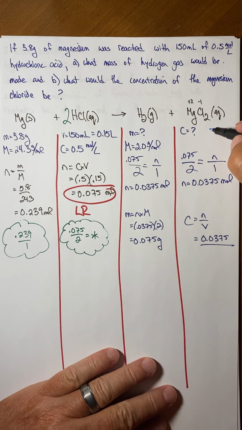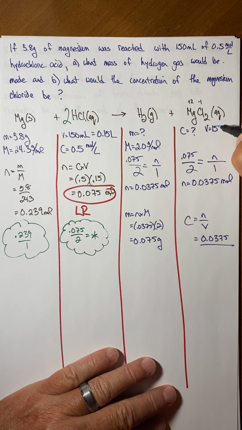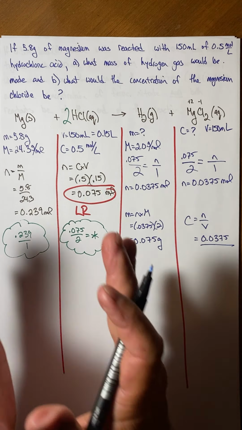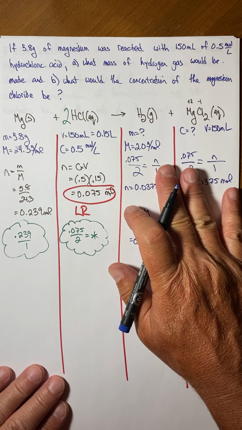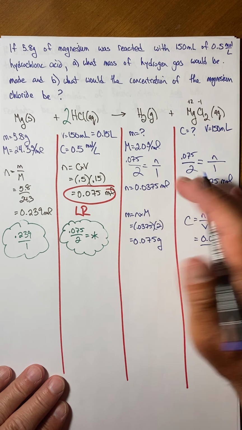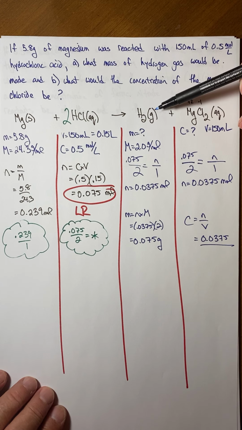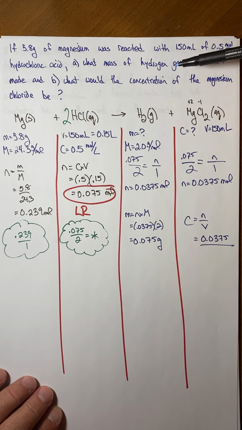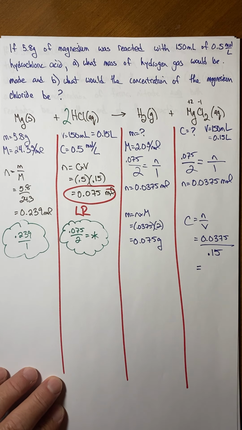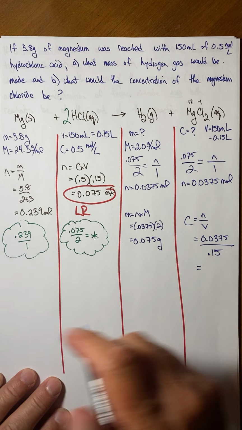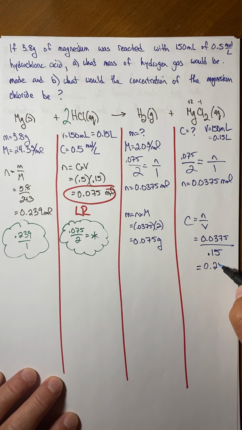So we know that the volume on this side is 150 milliliters. Okay? So the total volume on this side is 150. The total volume on this side has to be 150 as well. It's irrelevant for this because this is a gas and would bubble away. All right? So that makes this easier. Again, make sure this is in liters. So that is my volume I'm going to use. And I end up with 0.25 moles per liter.